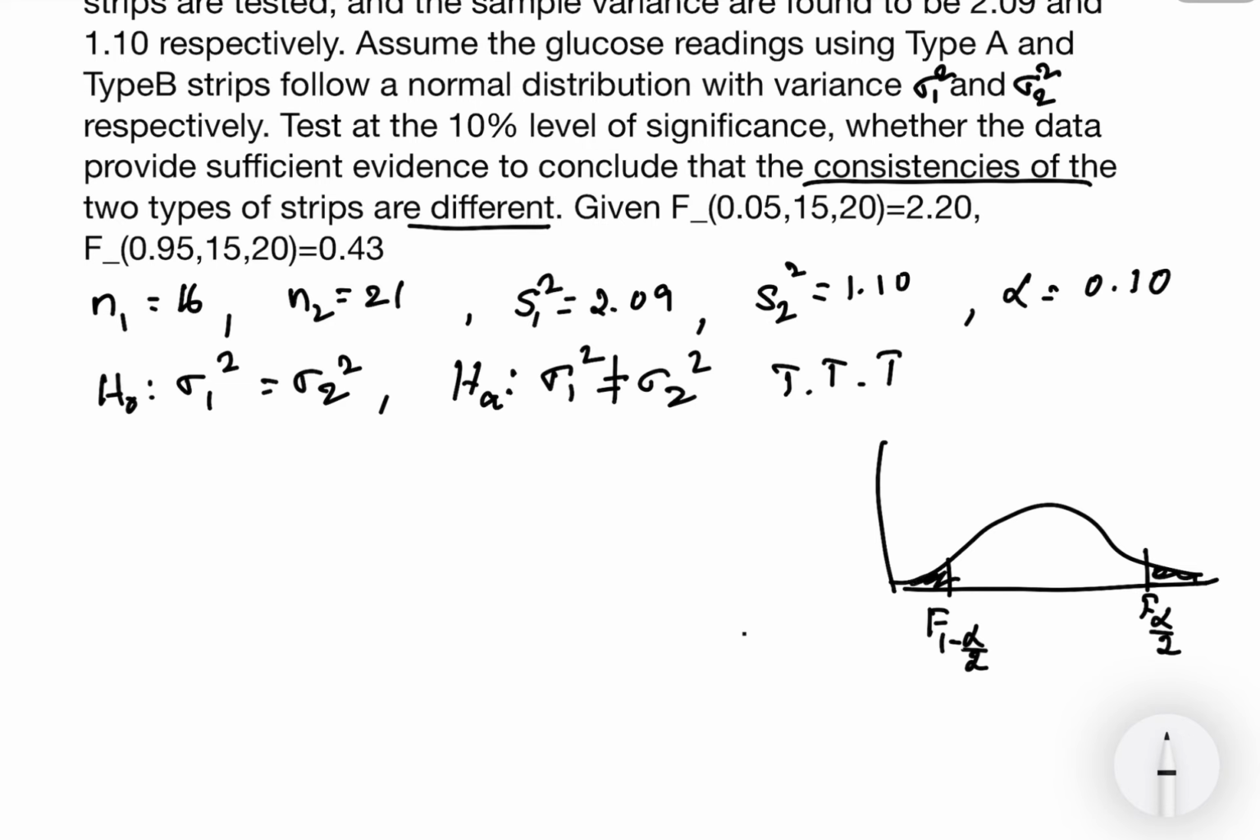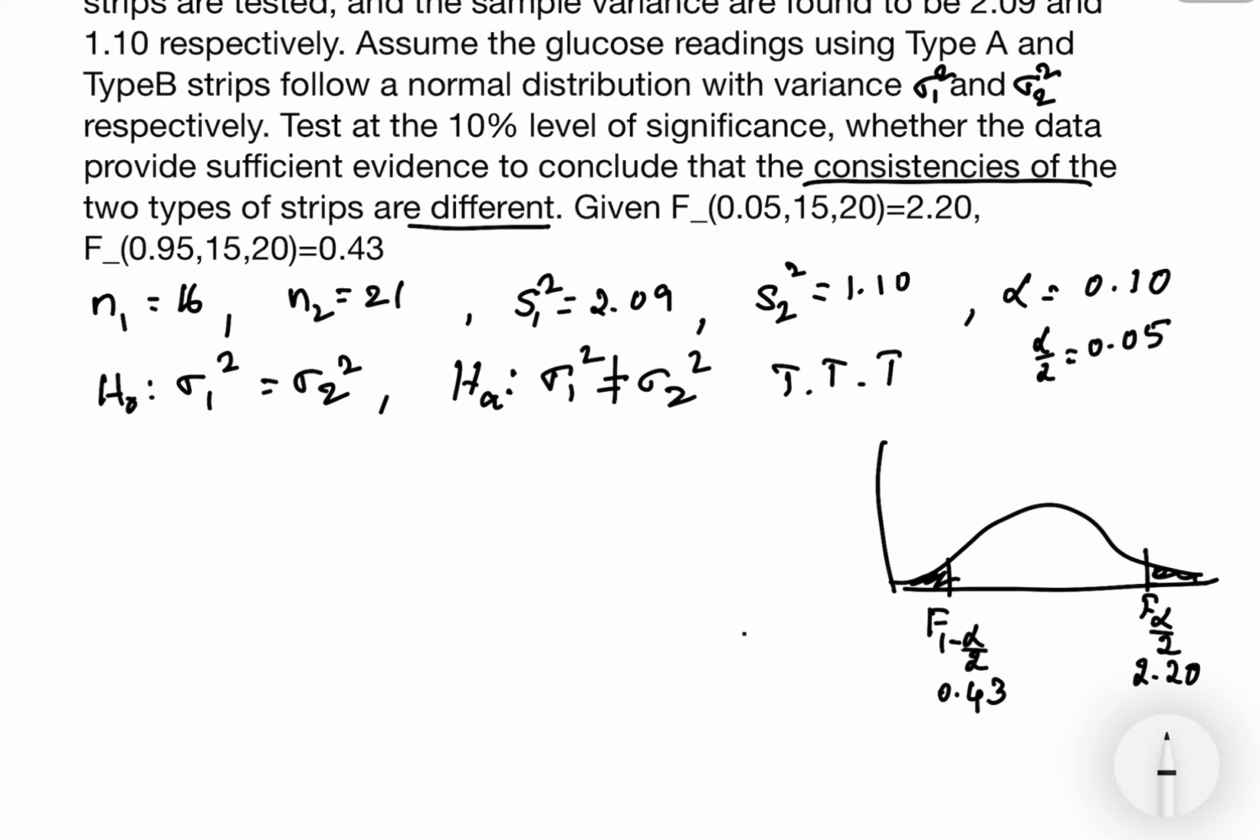So here alpha is equal to 0.10, so alpha by 2 would be equal to 0.05, and they have given that F 0.05 is 2.20 and F 1 minus 0.05, that is F 0.95, is 0.43.